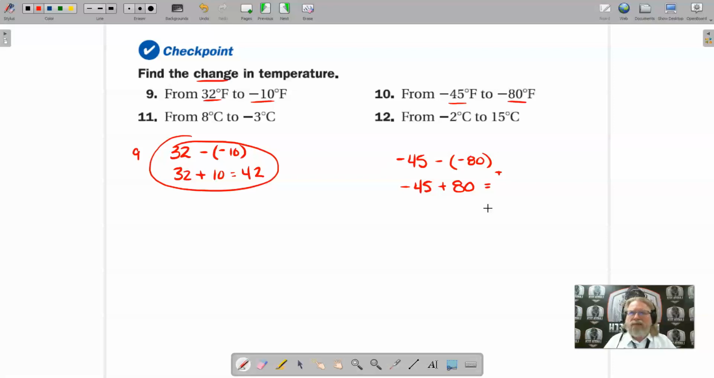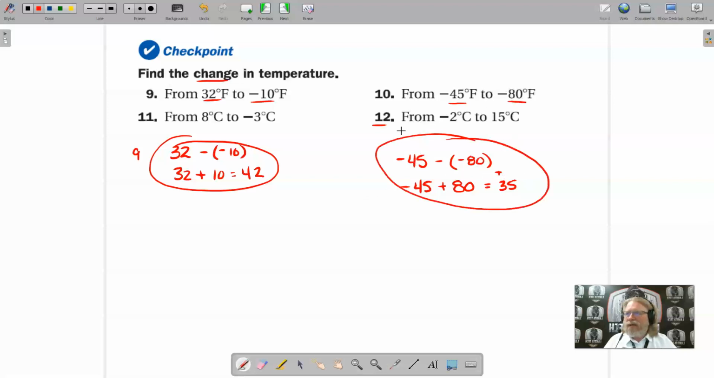I'm trying to think of a good way to explain that concept, but you want your value to be positive, and we'll see that in question 12. I'm holding that as a surprise at the end. So we know our answer is going to be positive, and we need to find the difference between these, and that would be 35. So that's going to be a change of 35 degrees Fahrenheit.